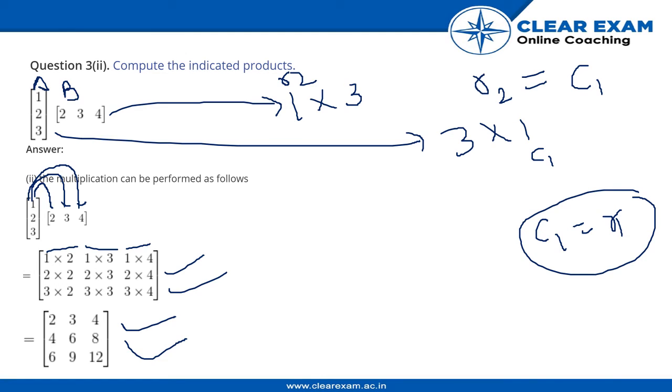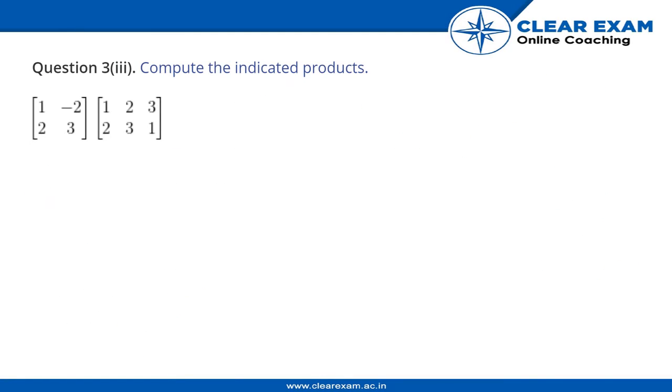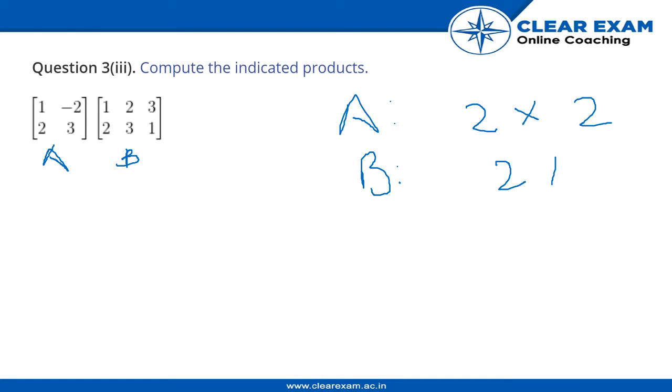Now let us move to the next slide. So now we have two matrices. Let us call the first one A and the second one B. The order of the first matrix is 2 cross 2, 2 rows and 2 columns. And the order of the second matrix is 2 rows into 3 columns, that is 2 cross 3. So now the columns present in the first matrix are equal to the rows present in the second matrix. So now we can move to the matrix multiplication.